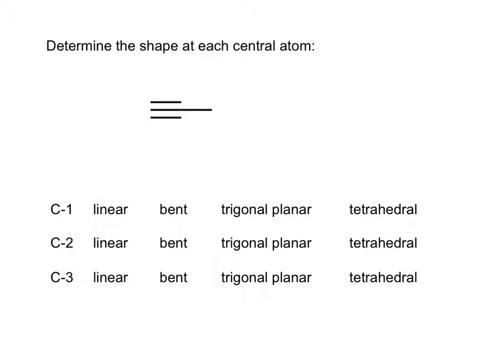So here are the answers. Carbon 1 is this carbon, here's carbon 2, and there's carbon 3. Carbon 1 is linear because that carbon has 2 bonds to it, the carbon-hydrogen bond and the carbon-carbon triple bond. Now remember, treat a carbon-carbon triple bond the same as a single bond. Carbon 2 is also linear. Again, treat the carbon-carbon triple bond the same as a carbon-carbon single bond. And carbon 3 is tetrahedral.